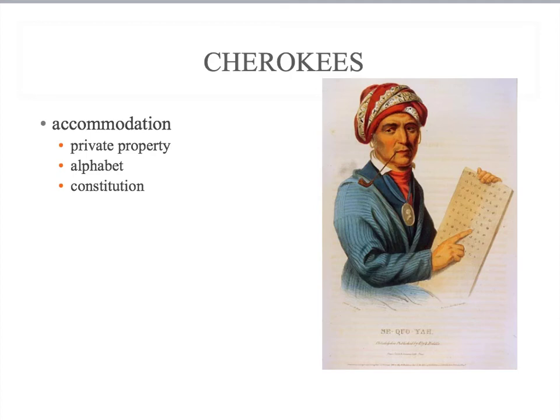Well, in response to that, Georgia goes, well, screw it, we're just going to ignore it and we're going to kick them off of it anyway. And Jackson, as president, kind of does the same thing. He goes, well, that's great that you ruled on this, but we're not going to enforce this law. So we end up with the forcible removal of Cherokees from their land.